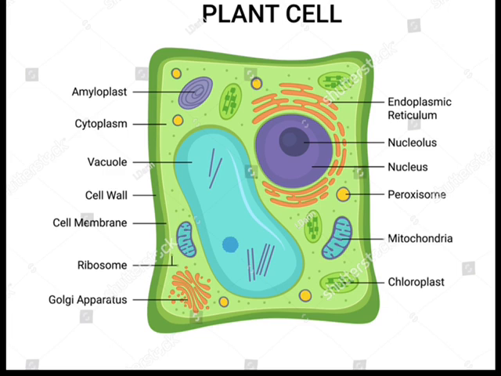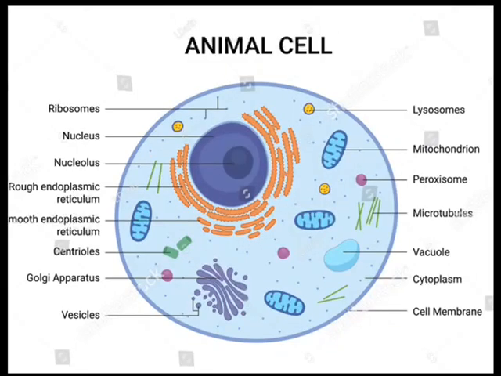The nucleolus produces ribosomes. And don't forget that ribosomes produce protein. Then again, we have the endoplasmic reticulum, which transports materials around the cell. We have the rough endoplasmic reticulum, which transports the proteins, and the smooth endoplasmic reticulum, which transports the lipids and cholesterols. Here is the typical animal cell.